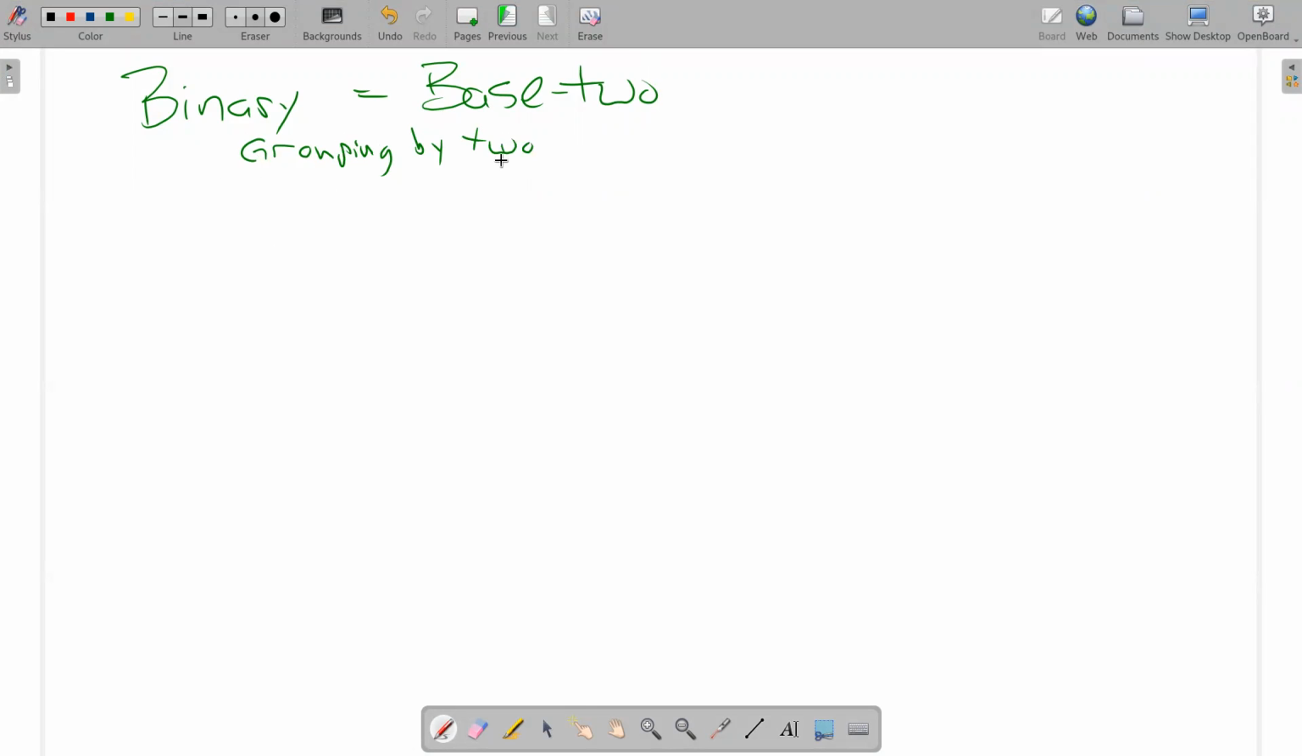2, 4, 6, 8, there we go. You only have 2 digits. You've got to have a 0, which means your only other digit is 1. It's kind of weird. And then the places are powers of 2.